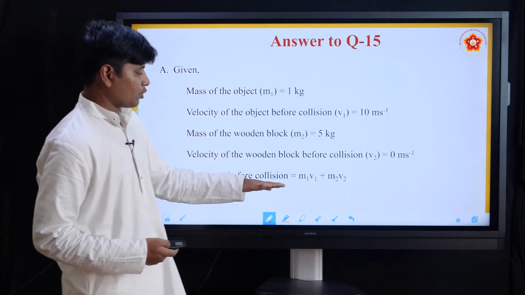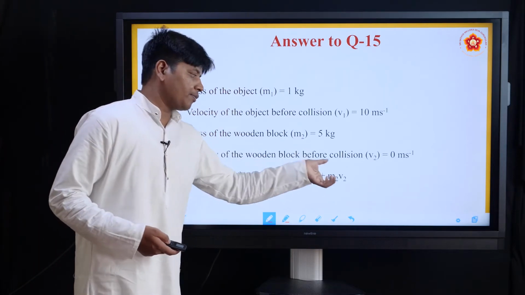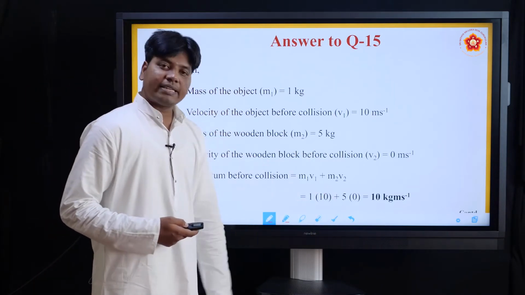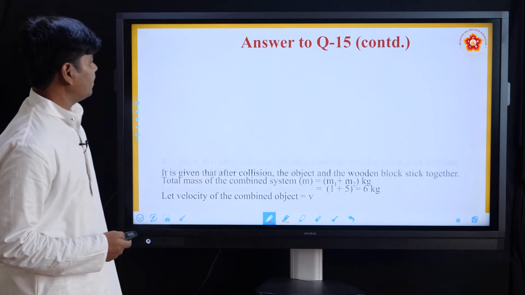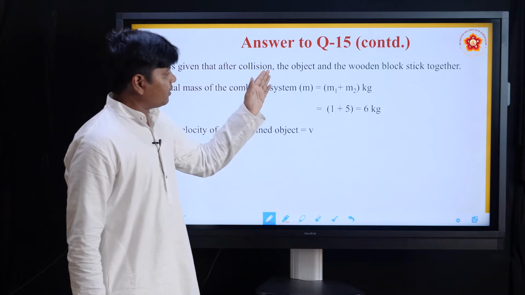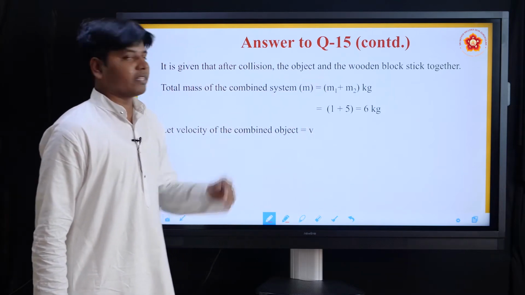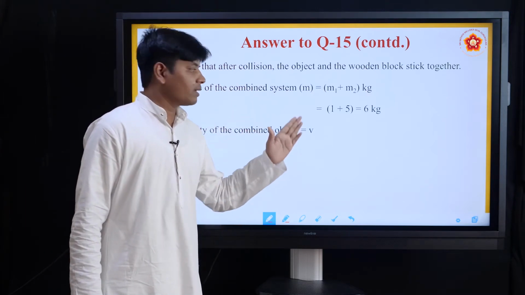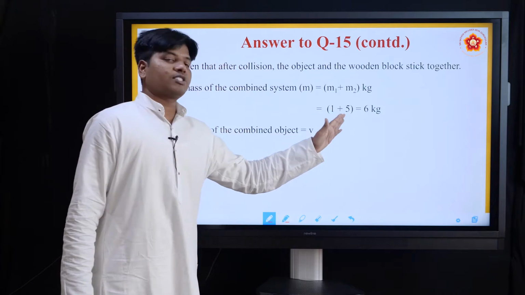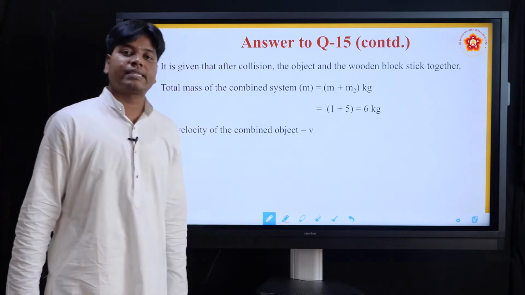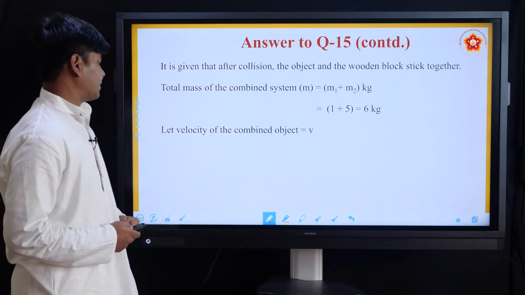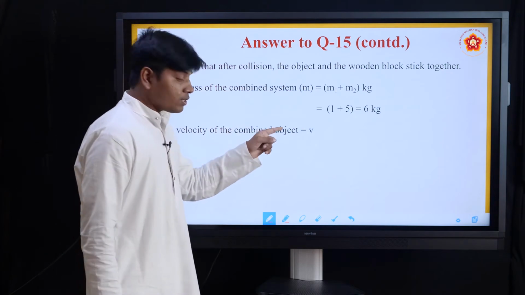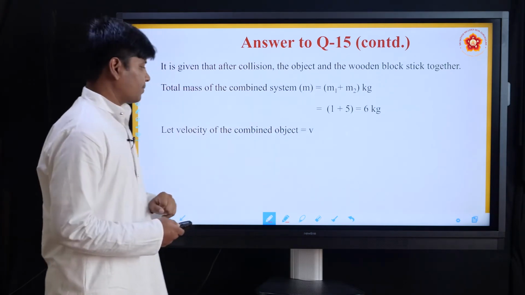So the total momentum before the collision is the momentum of the object plus the momentum of the wooden block. As we worked out, it turns out to be 10 kg meter per second. Now it is given that after the collision, the object and the wooden block stick together, right? The total mass of the combined system is the mass of the object plus the mass of the stationary wooden block, which gives you 6 kg. Let the velocity of the combined object be v. We want to know the velocity of the combined object.